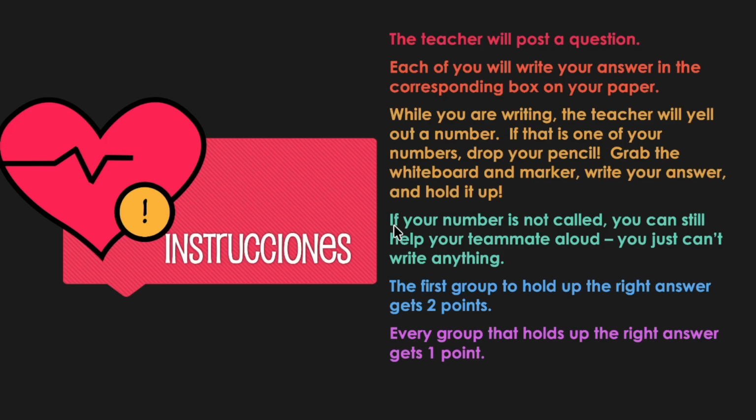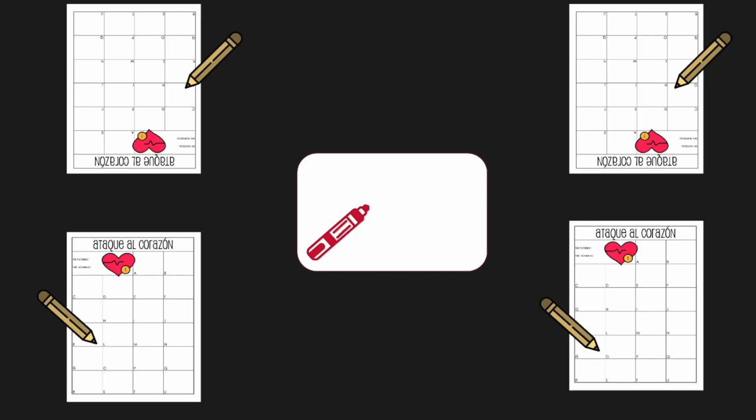All right, so then here's what happens. You as the teacher post a question, which is in the slides. Each student will write their answer on the corresponding box on their paper. So question A would go right here. And then at some point you're going to yell out the magic number for that round. So let's say it's a dos, it's a 2.